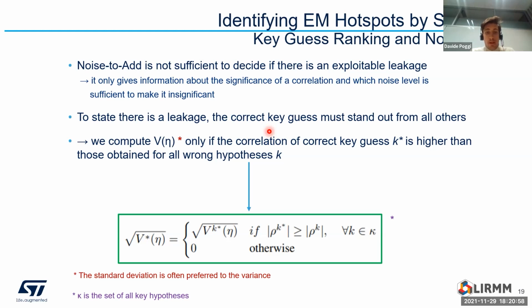So the criteria that I propose here today is to compute the noise to add only if the correlation of the correct key hypothesis is greater in modulus than the other key hypotheses. Otherwise, in our CPA map, we will put a 0.